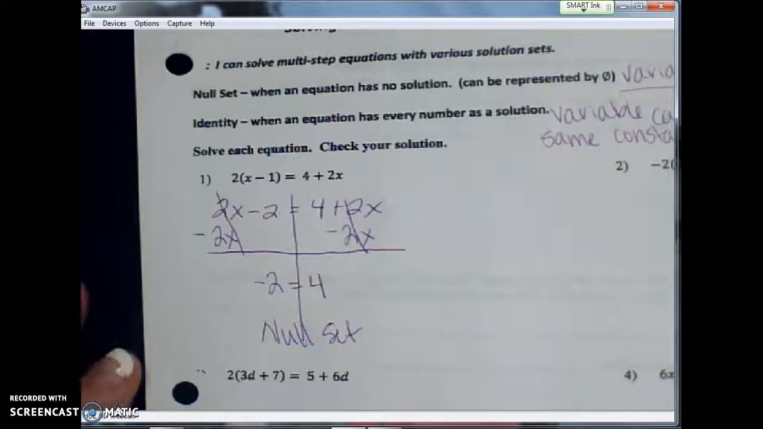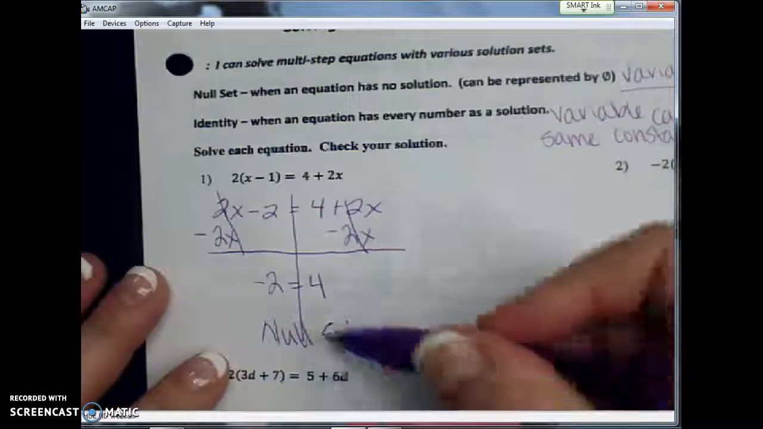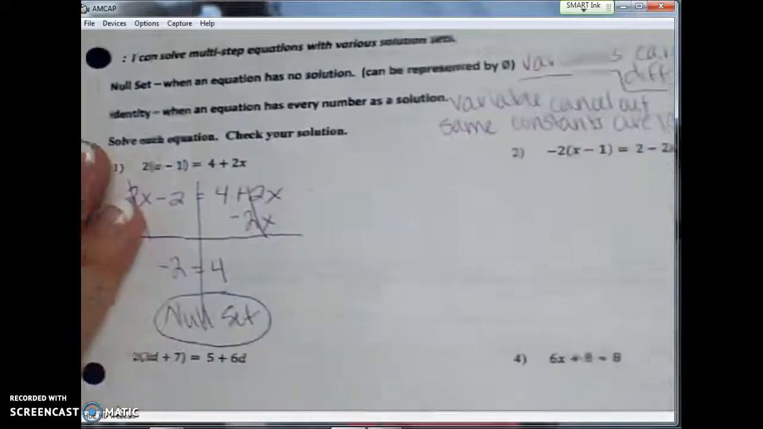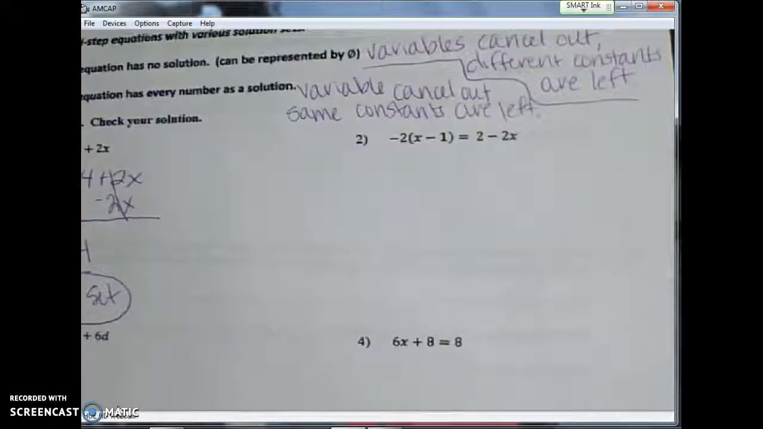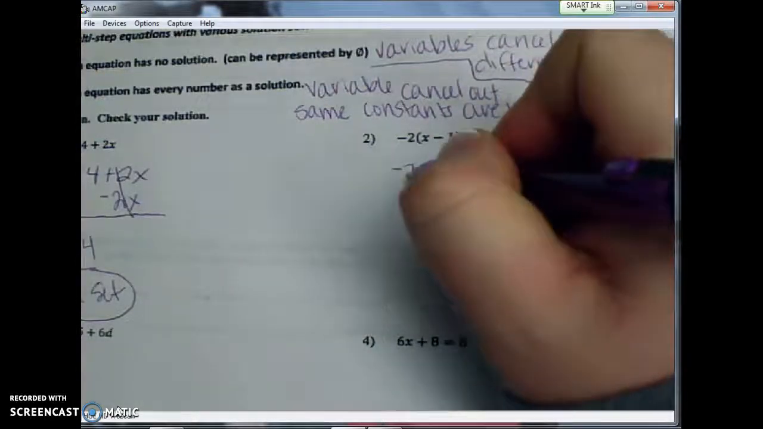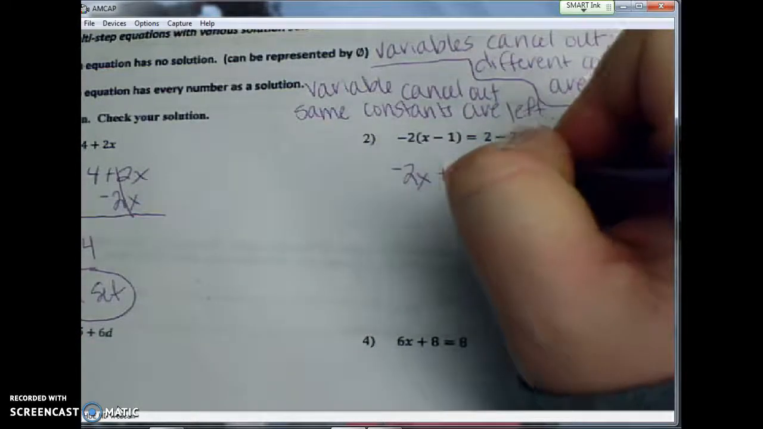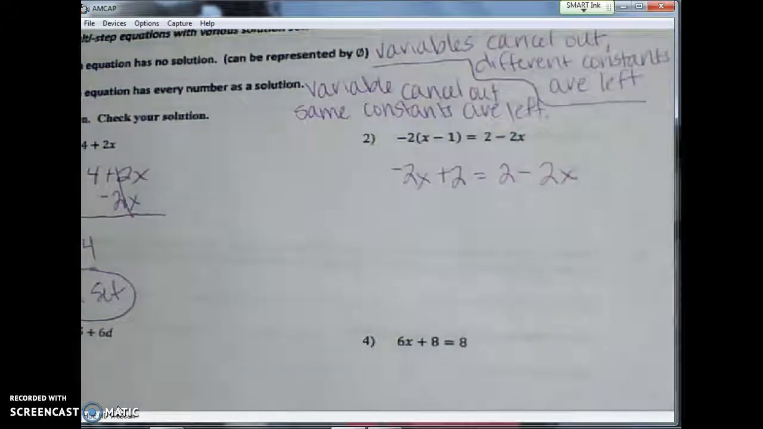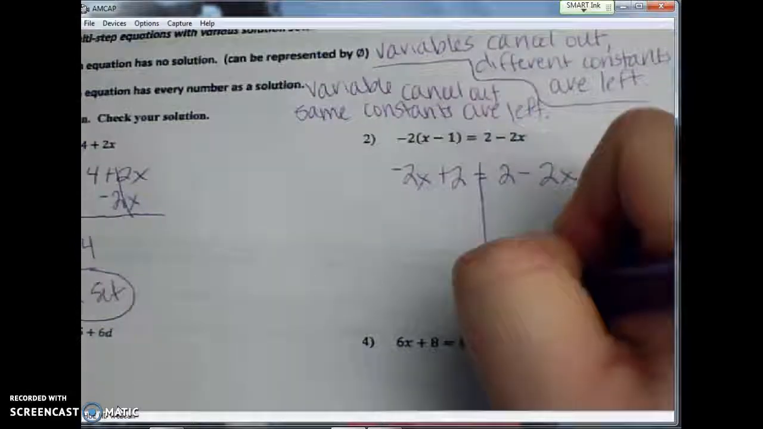So there is a case where we can have no solution. And I want you to write null set. I want you getting used to this vocabulary. So let's take a look at number 2. On this one, when we apply our distributive property, we get negative 2x plus 2 equals 2 minus 2x. I'm going to draw my line down.